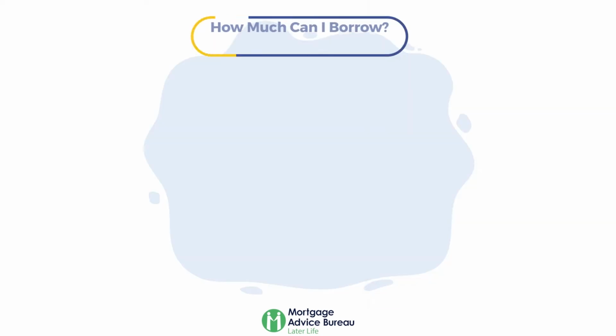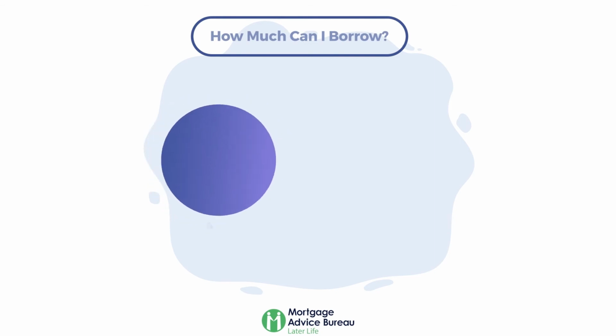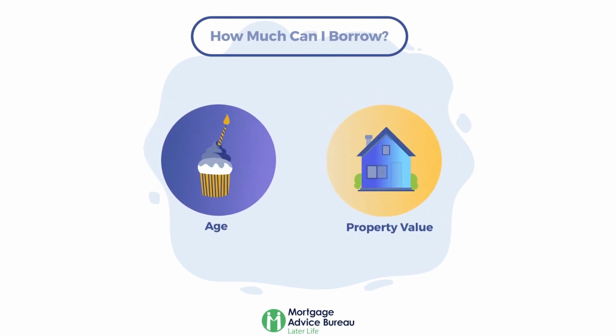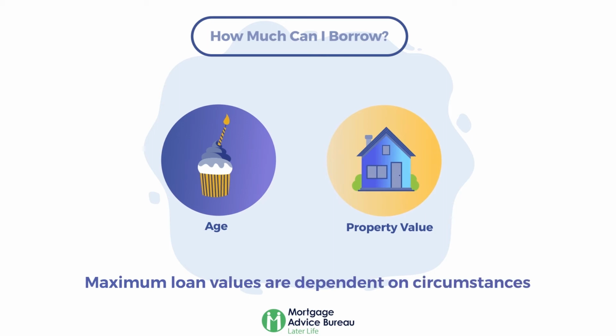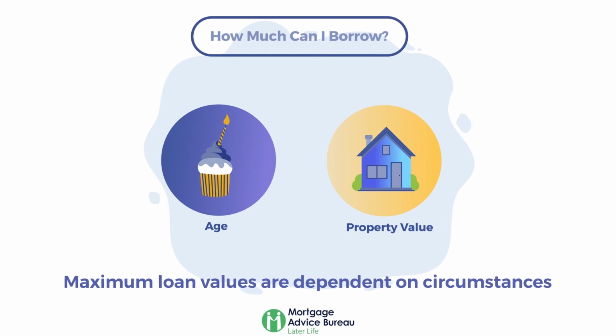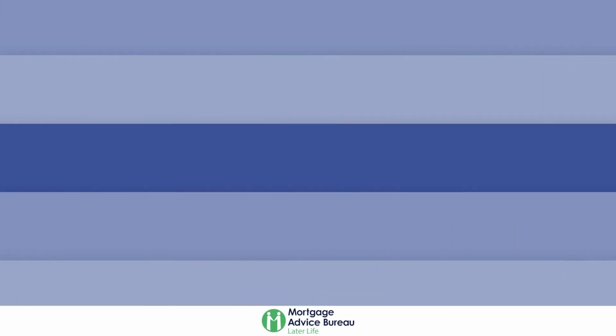Another common question is, how much can I or we borrow? Schemes vary, and there are various factors which dictate the maximum loan. Your age or ages and your property value are the most important factors. The older you are, the more you can borrow. Generally, the maximum is 56% of the property value, but most of the time will be lower.